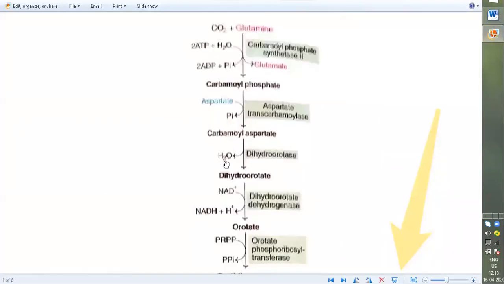In this third step, a water molecule will be removed, and carbamoyl aspartate is converted into dihydroorotate. This is the ring closure reaction. This is the enzyme responsible for ring closure of the pyrimidine ring. Now this dihydroorotate is converted into orotate.